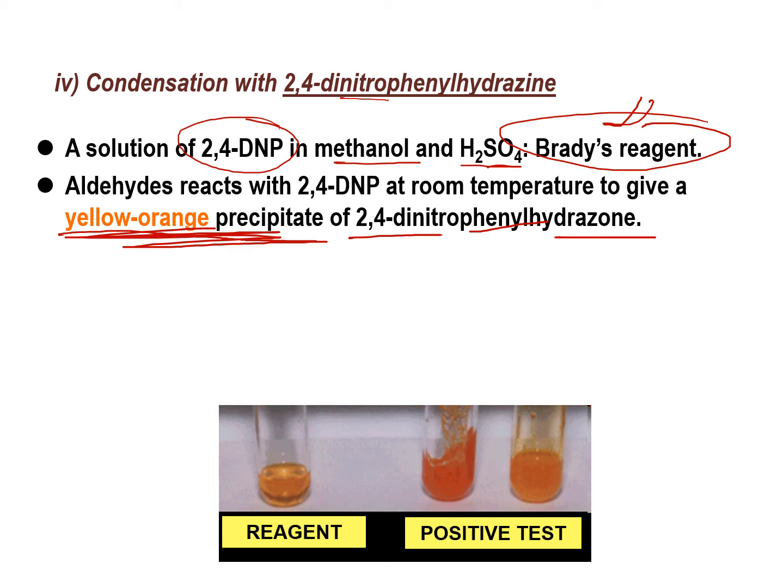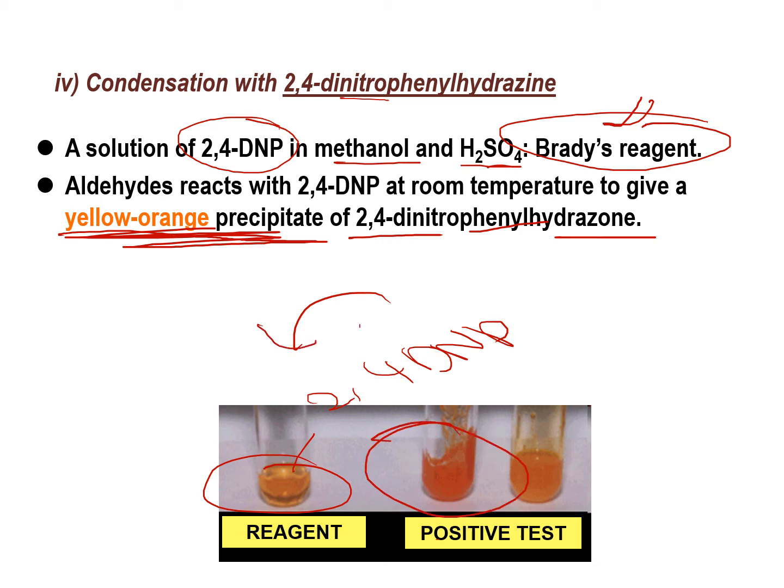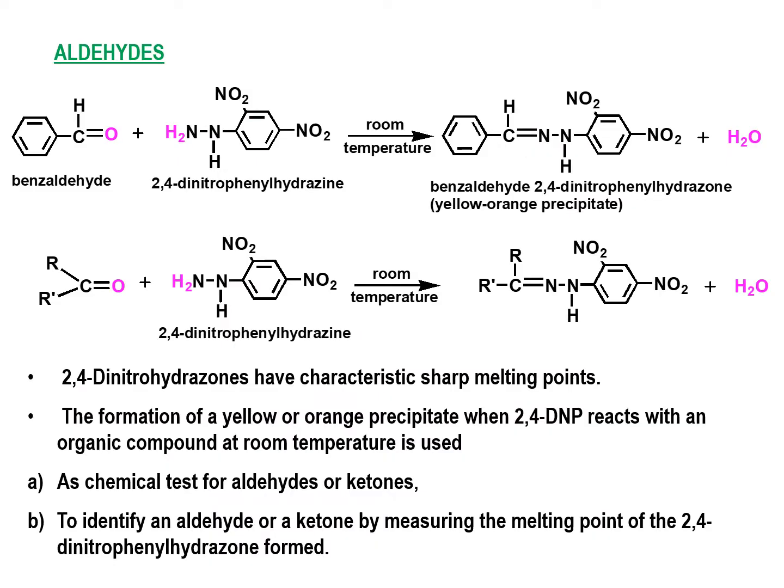2,4-dinitrophenylhydrazone. Okay, dinitrophenylhydrazone. So ini daripada reagent daripada hydrazine tadi, 2,4-DNP. Okay, kalau you letak you punya aldehyde, so it will become yellow orange precipitate. So it means it's positive test. Positive test for what? For aldehyde and ketone lah basically. Okay. So for example aldehyde here we have benzaldehyde react with 2,4-DNP. Okay, so ni adalah DNP, dinitro. Okay, kenapa dinitro 2,4? Kenapa 2,4-dinitro?